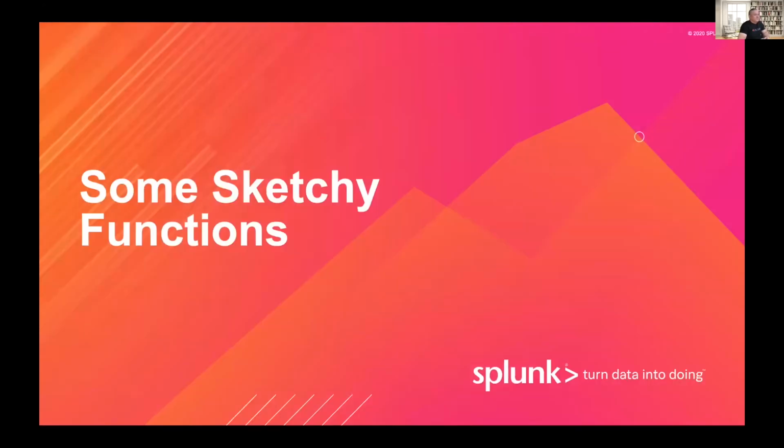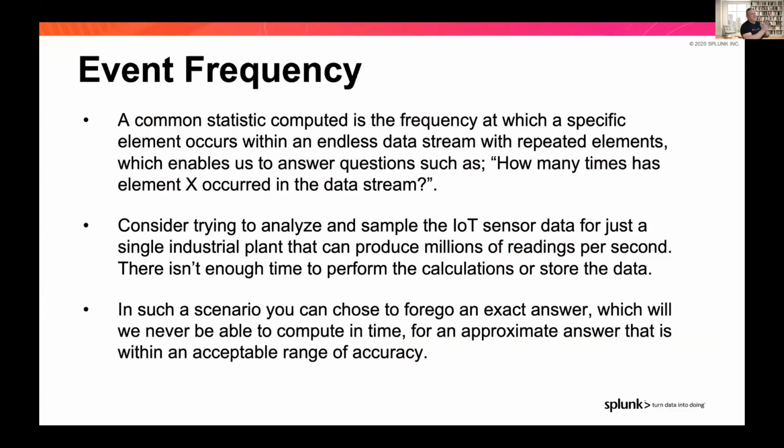So enough of the preliminary stuff. Let's get into some actual sketchy functions here. The first one would be something like event frequency. A common statistic you want to compute is the frequency at which an element occurs. Basically, how many times has element X occurred in this data stream? How many times do I see this IP address? How many times has this person attempted to log into my network, etc.